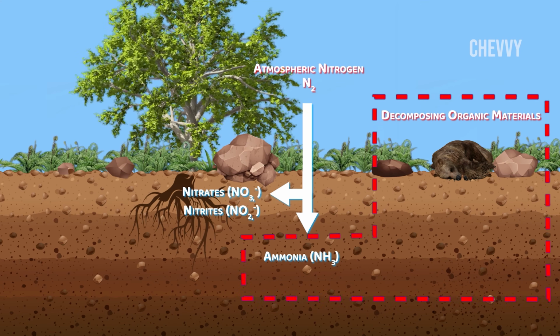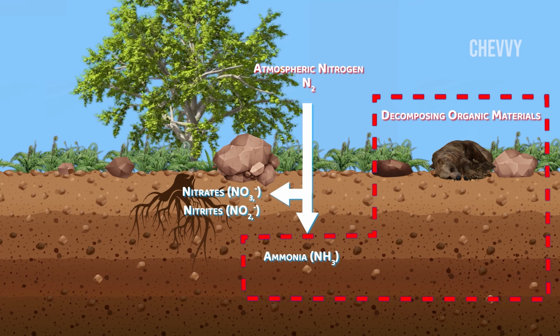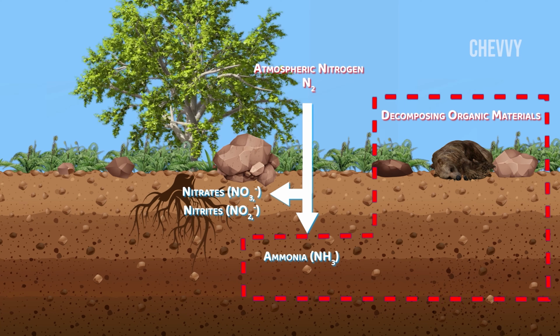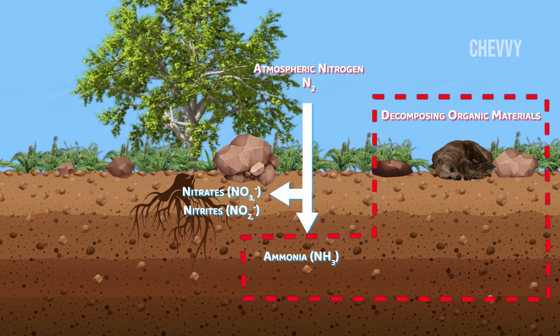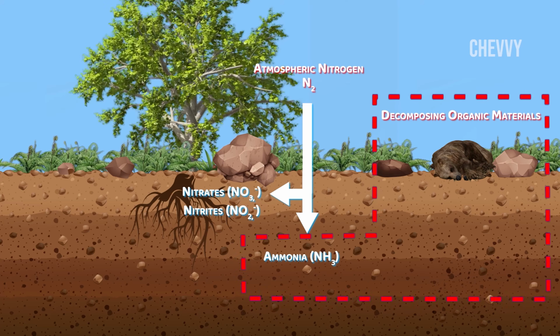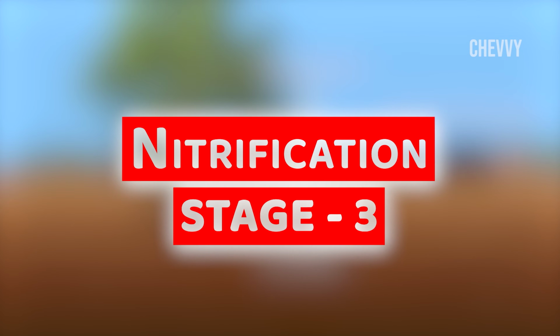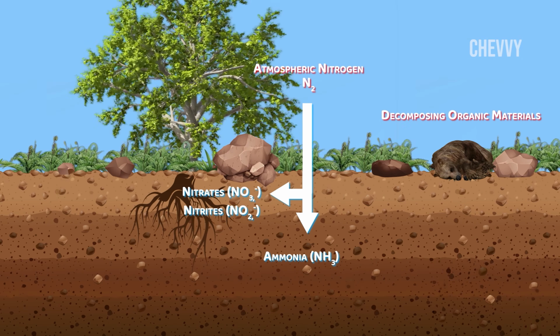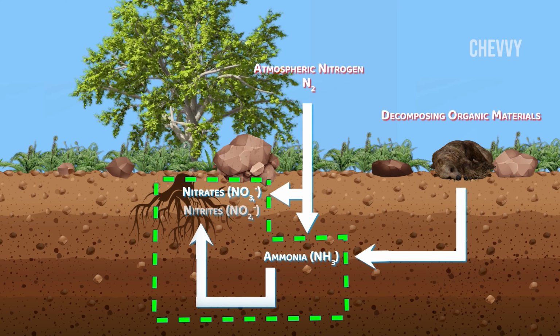Ammonia is the initial type of nitrogen compound created during the mineralization process. Ammonia in the soil then combines with water to generate ammonium. This ammonium is stored in soils and is ready for use by plants. Nitrification, the third step, occurs in soils as well.